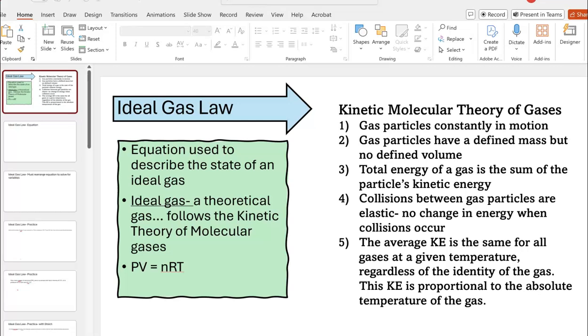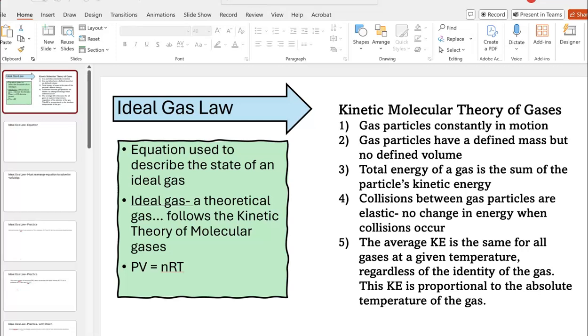So the ideal gas law, as it says here, is an equation used to describe the state of an ideal gas. Like if all conditions were perfect, then the ideal gas law would predict different volumes, different amounts of the gas in moles or in grams, or predict the temperature if everything was perfect.